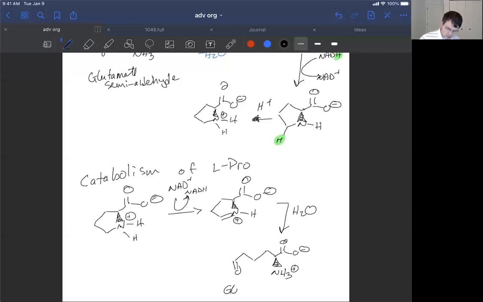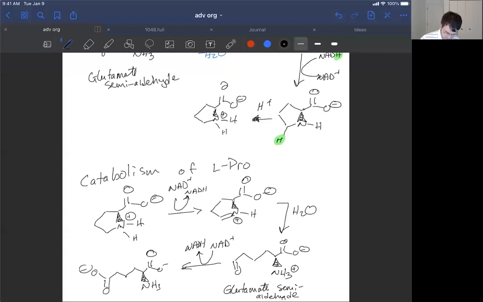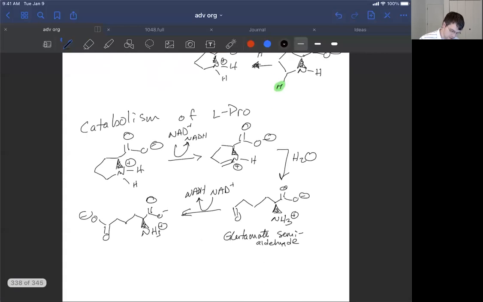So this is the glutamate. I don't know where the semi nomenclature comes from. The glutamate semi-aldehyde can then be oxidized with NAD+ to give NADH. We just saw that. It's in the notes just right above where I'm writing here. I'm going to write it again, though. Form the dicarboxylic acid as the carboxylate, and that's just L-glutamate, as I just mentioned.